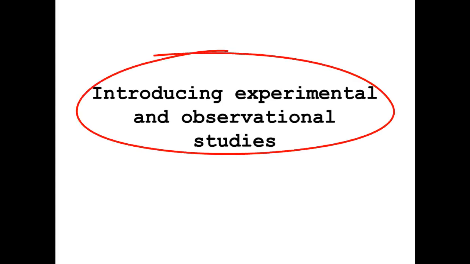In this video, we'll introduce observational and experimental studies and highlight their key distinguishing features. We'll discuss one important concept in particular, the concept of random assignment or randomization. This is the element that allows us to infer causality in a study.